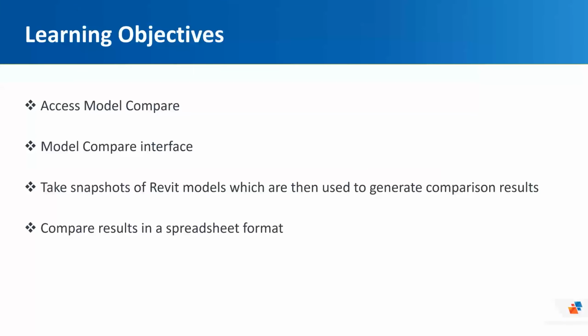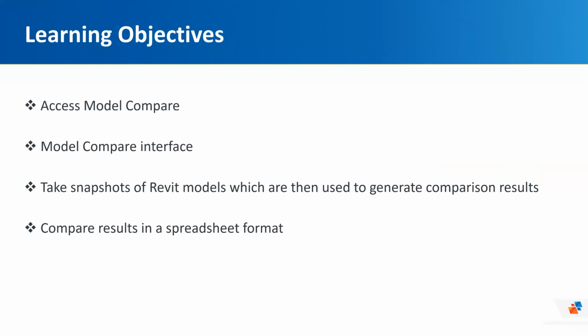With Model Compare, exchanging models between architects, engineers, and other disciplines can create issues. Who changed what? What was changed? Did anything change? Figuring out that information can be difficult to understand. So the Model Compare tool will assist with identifying any changes to the models to help eliminate any interruptions for design and engineering.